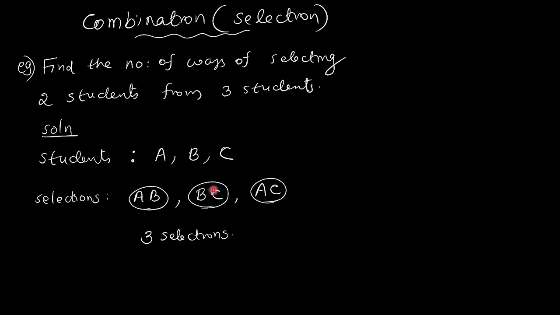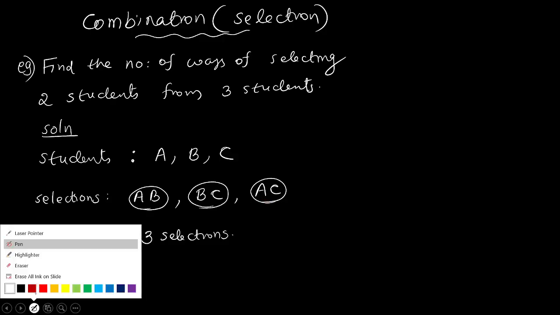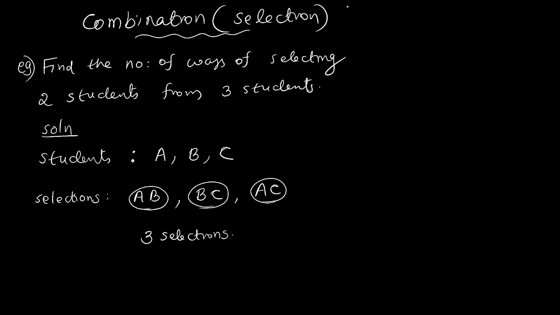But the problem is, if there are 50 students and I want to select 10 students, it is extremely difficult to list like this. So we need a formula. Understood? We need a formula. This selection is very important in the chapter probability. We will learn probability later. Probability is there in both 11th standard and 12th standard. Without combination, the problems are very difficult. Most of the questions in probability require selection.